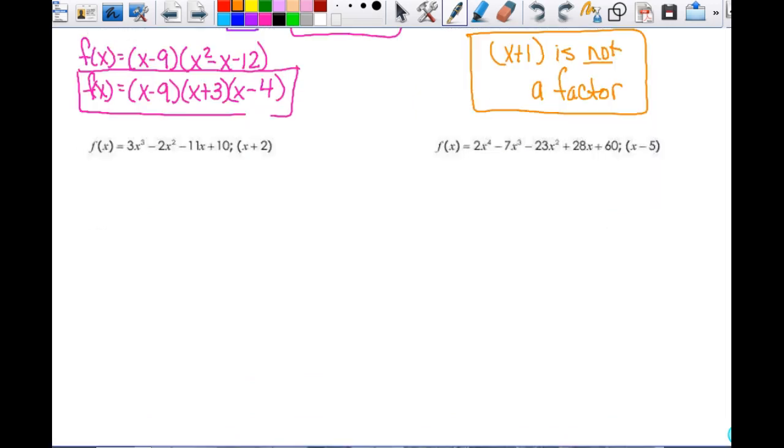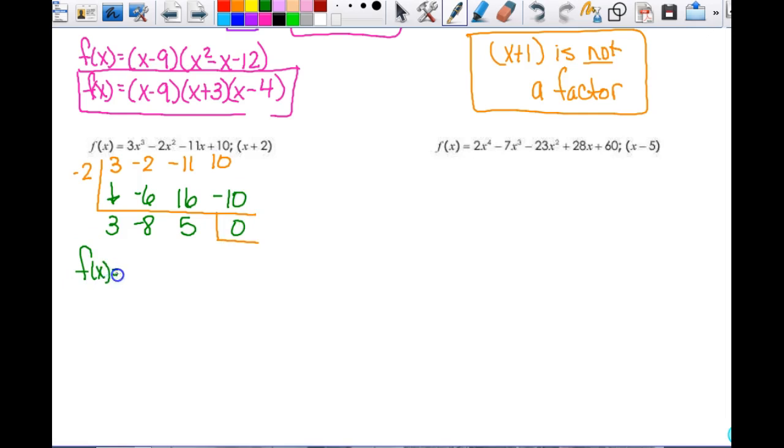All right, so then this next one, try negative 2. Divide that into 3, negative 2, negative 11, 10. Bring this down, I get 3, negative 6, negative 8, 16, 5, negative 10, 0. So it means it is a factor. So f of x is equal to x plus 2. Do not forget x plus 2. And this is going to be 3x squared minus 8x plus 5.